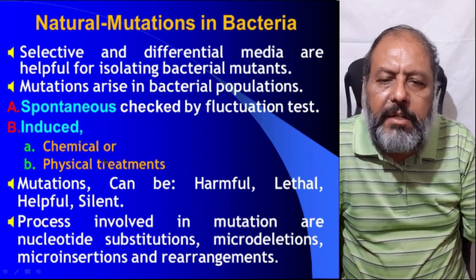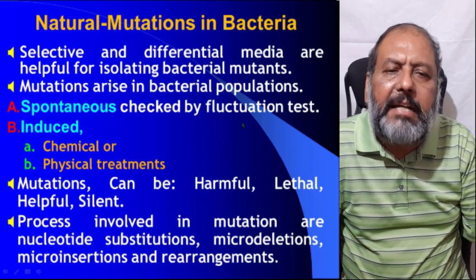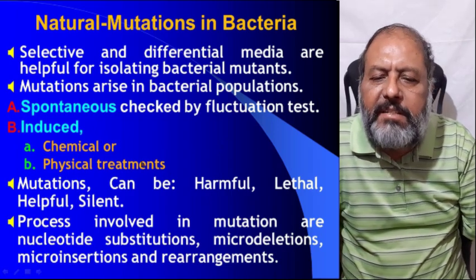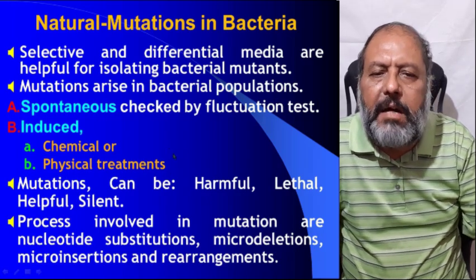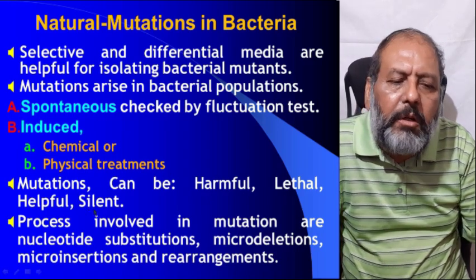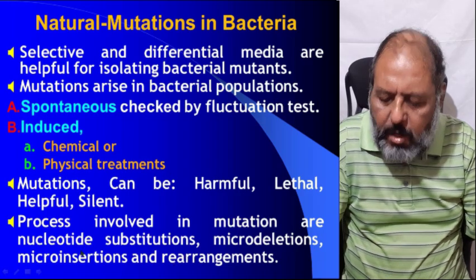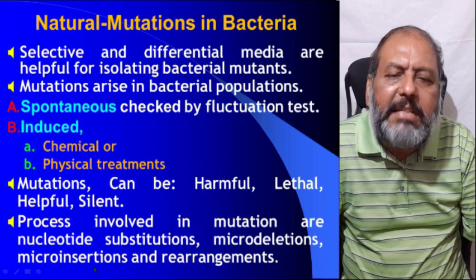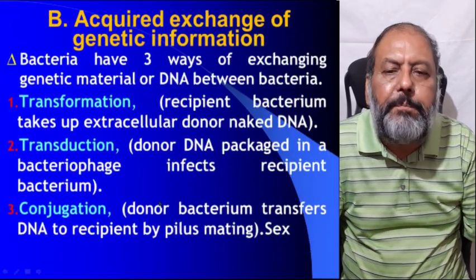Mutations arise in the bacterial populations. These can be spontaneous, that can be checked by the fluctuation test, and it can be induced by some chemicals or physical treatment to the bacteria to cause the natural mutation in bacteria. Mutation can be harmful, lethal, helpful, or it can be silent. Processes involved in the mutation are nucleotide substitution, microdeletion, microinsertions, and rearrangements.